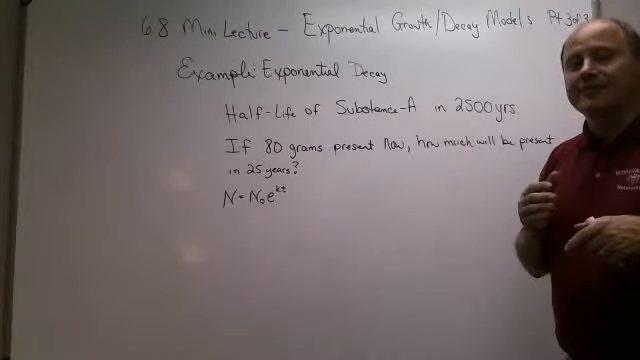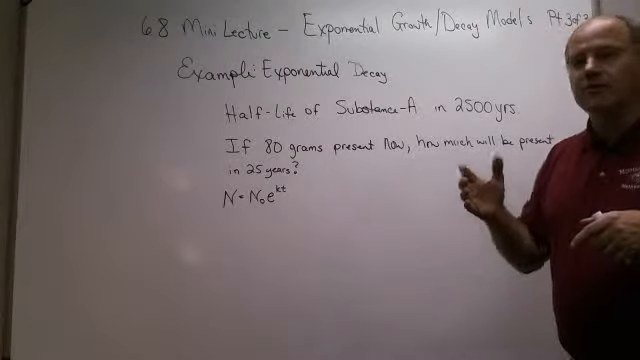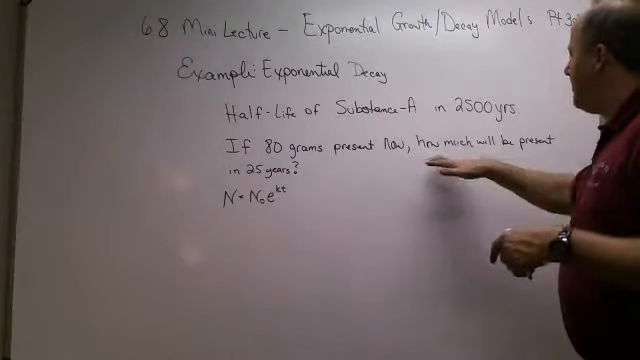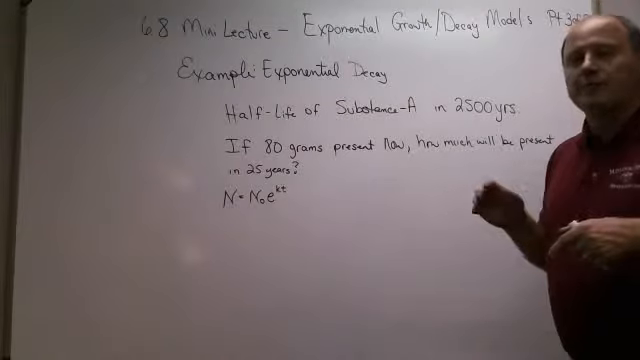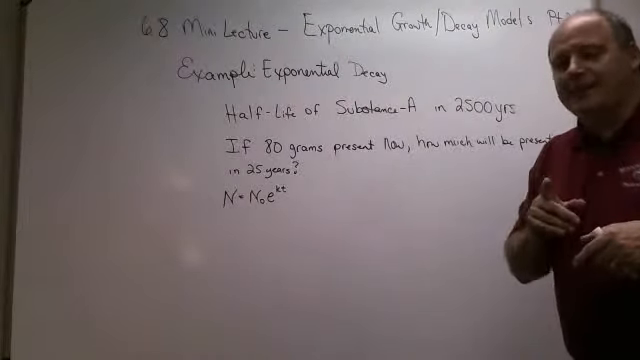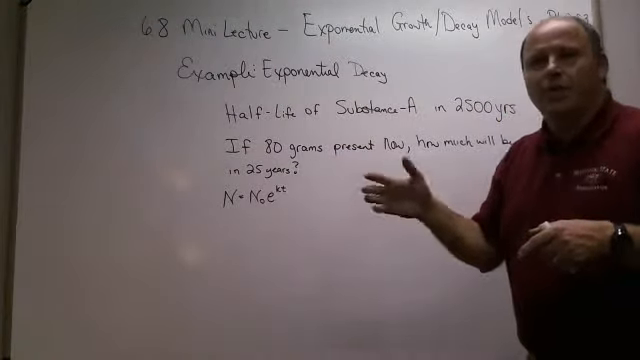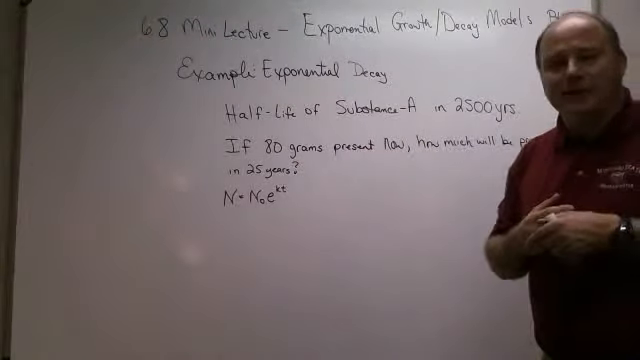So it's going to take 5,000 years to go from 80 down to 20, because it goes 80, then 40, then 20. So what I'm trying to figure out is how much is going to be present in 25 years? Just 25 years. That's all I want. But I put this problem on for a reason. The 25 years is 1/100th of 2,500. You divide 2,500 by 25, you get 1/100th, and then people will take 1/100th of 80 and figure out that's what it should be, but that's not the way it works.